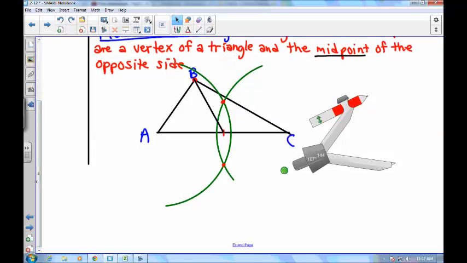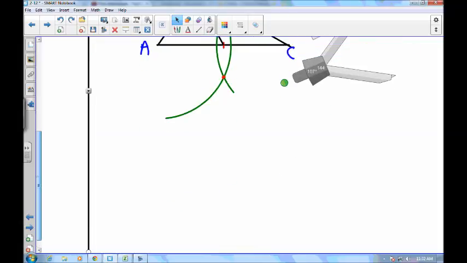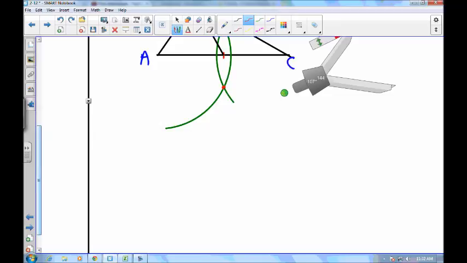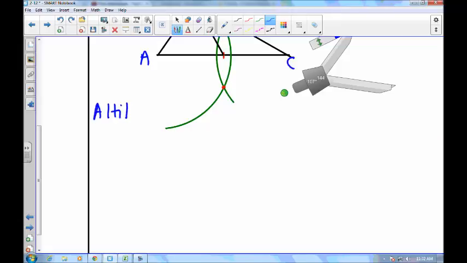Next vocabulary word is altitude. We've talked about altitude before. Altitude of a triangle.